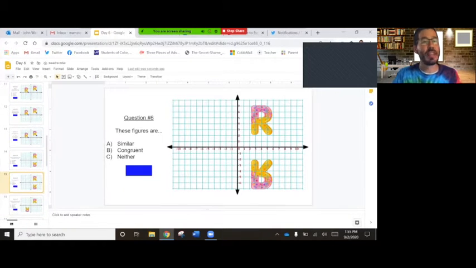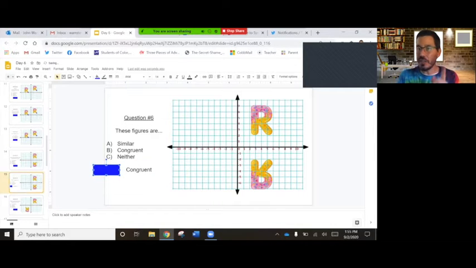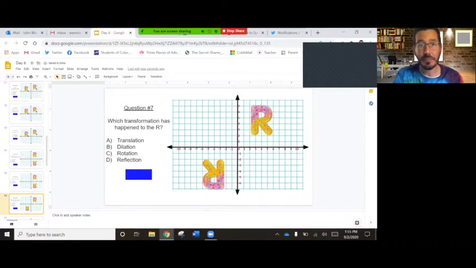Question number 6. These figures are A, similar, B, congruent, or C, neither. If you said B, congruent, you're correct. They're still the same size and shape. This is a little tricky with congruent. I know that thing at the bottom doesn't look like an R anymore because it's been flipped, but it's still the same size and same shape, even if its direction is all messed up. All right. Question number 7.